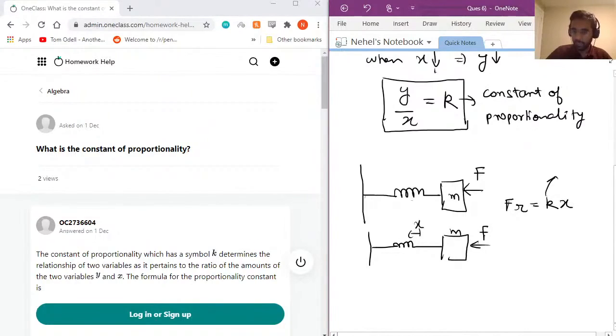where k is the constant of proportionality and x is the displacement. So k is actually a physical property of the spring, but it's also the constant of proportionality. So the answer to this question is when you have two variables which change with respect to each other and you take the ratio of the two variables, you get the constant of proportionality.